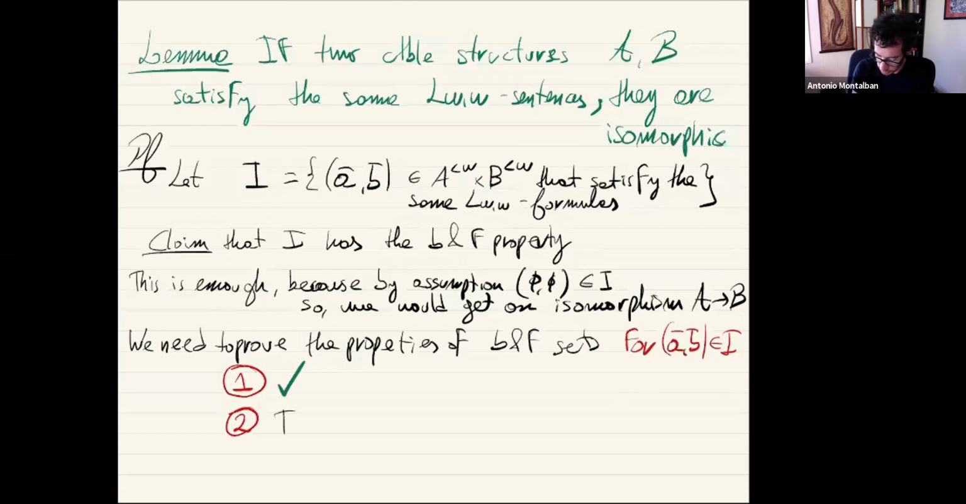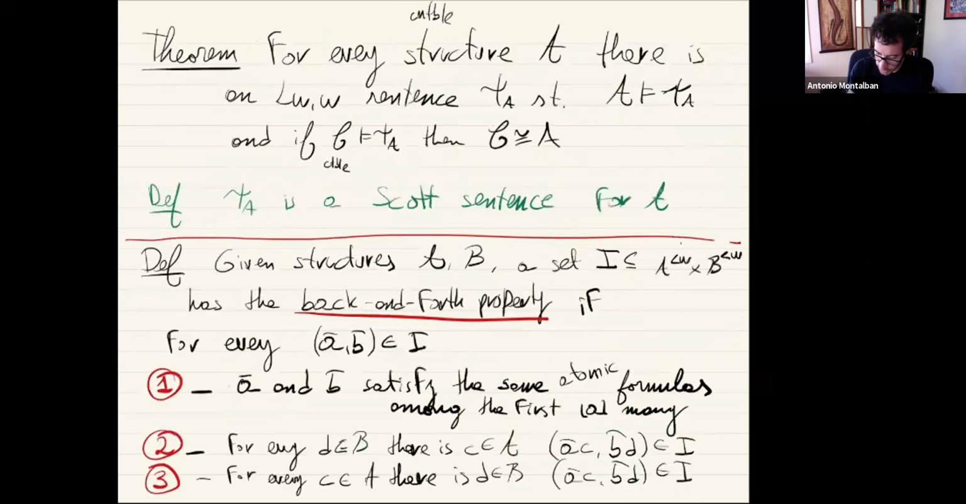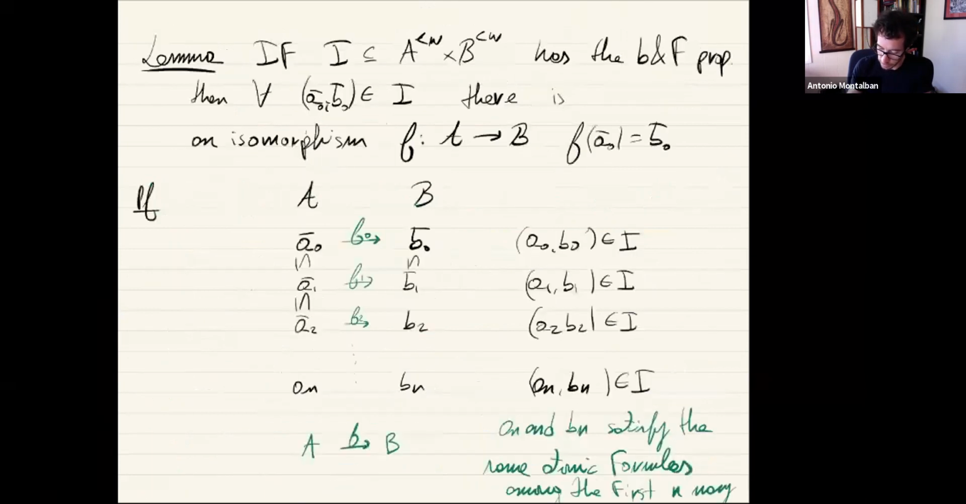So suppose 2 is false. Let's go read what 2 says. 2 says for every B in D, there is a C in A such that these extensions belong to I. Suppose this is false.